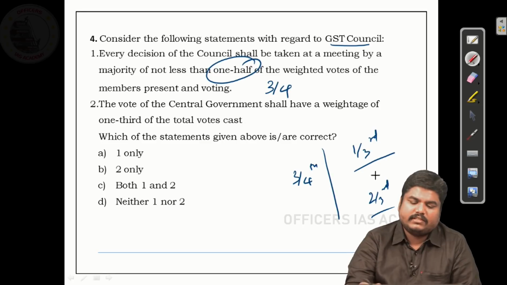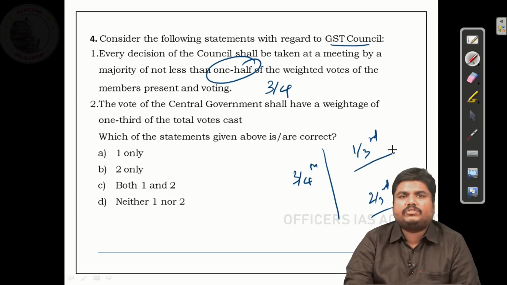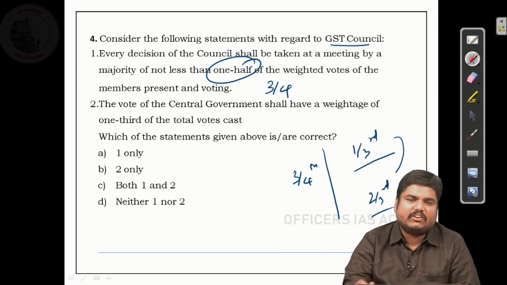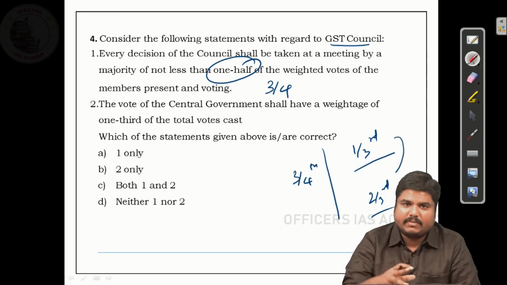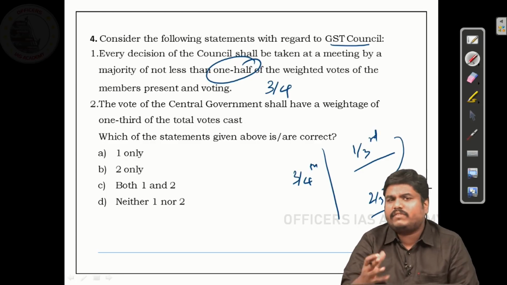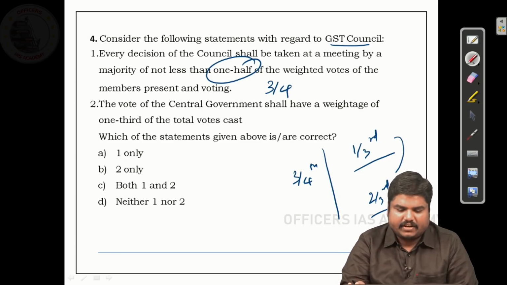This is given in such a way that unilaterally either the central government or the state government will not be in a position to take a decision, right. So they need the cooperation of both the governments, central and state. Cooperation becomes very crucial to take a decision in the GST Council. That is why we say GST Council is a perfect example of cooperative federalism.